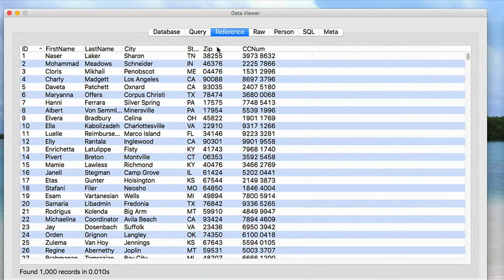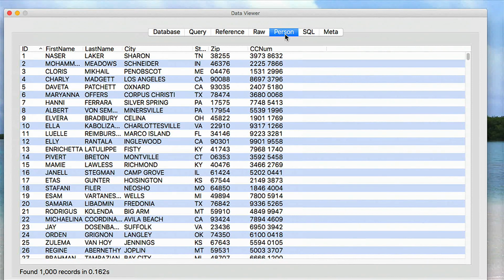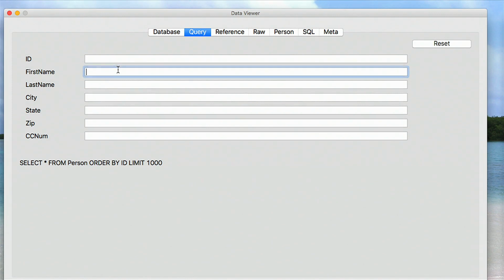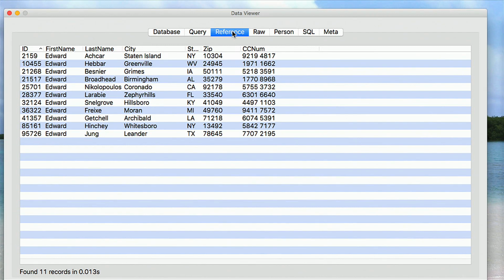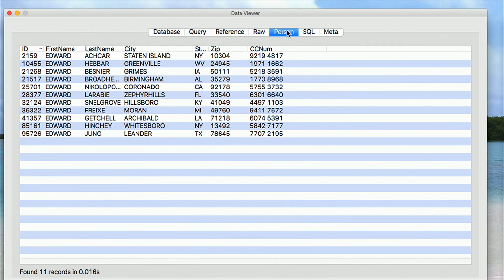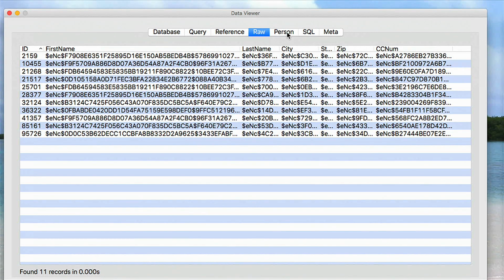OK, so again, we have a bunch of names. There's the unencrypted data. There's what it looks like after it goes through the encryption process. Let's run a query on these. So let's find everyone whose first name starts with Edward. And roughly, this is what we're looking for. So select star from person where first name equals Edward, and we're limiting to 1,000. So I'm going to look at the reference data first, and this is what we are actually looking for. This is just running a pure regular SQL statement on the reference data to show what we expect to find. What we actually find is identical. And again, there's the raw encrypted data.